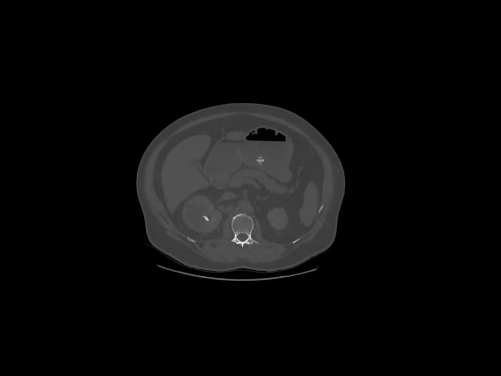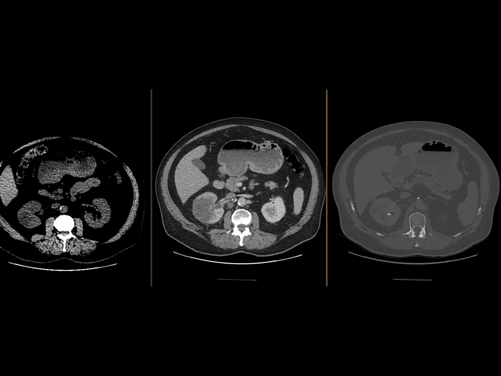And so these findings are highly concerning for a neoplasm, given the infiltrative look to it and the invasion of the collecting systems. A urothelial neoplasm would be the top differential. This was sampled, and this indeed turned out to be a urothelial neoplasm.